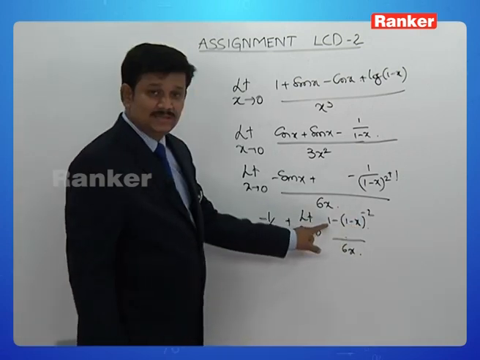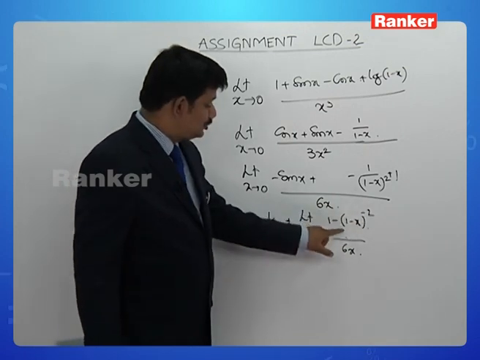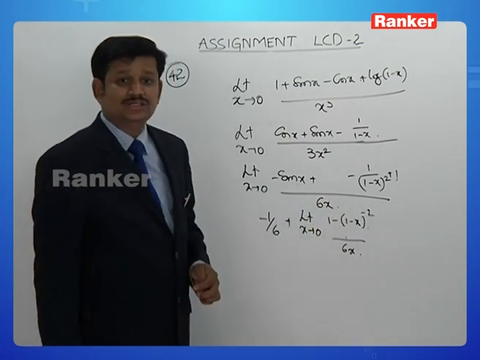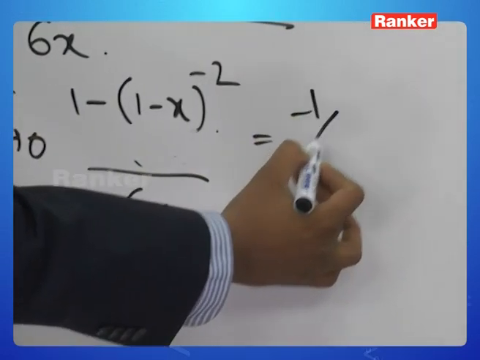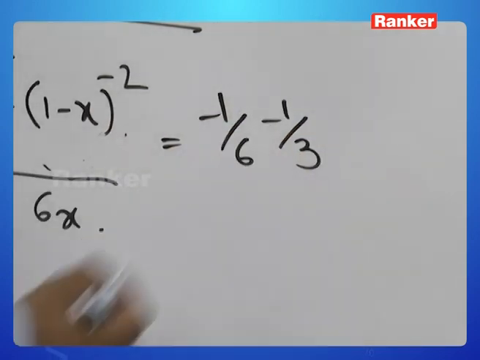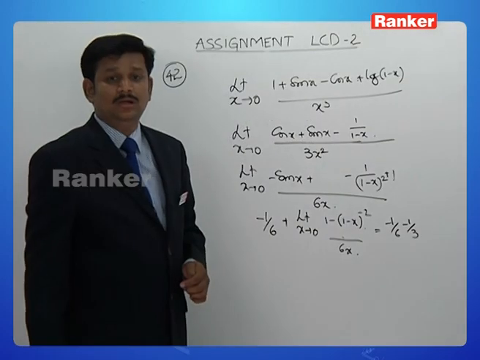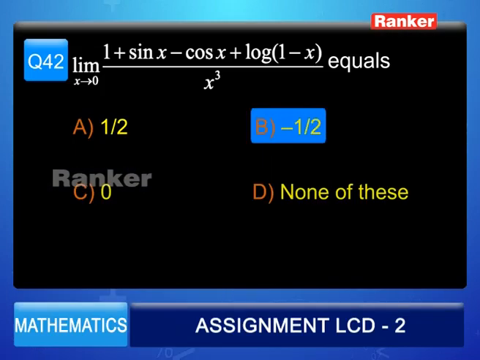1 and 1 get cancelled. So, we are left with -2x in the numerator. -2x divided by 6x is -1/3. So, our limit is -1/6 - 1/3, which is -1/2. Answer is option B.